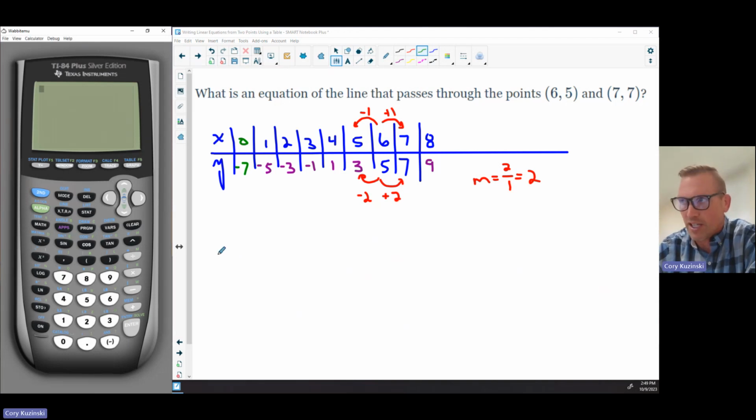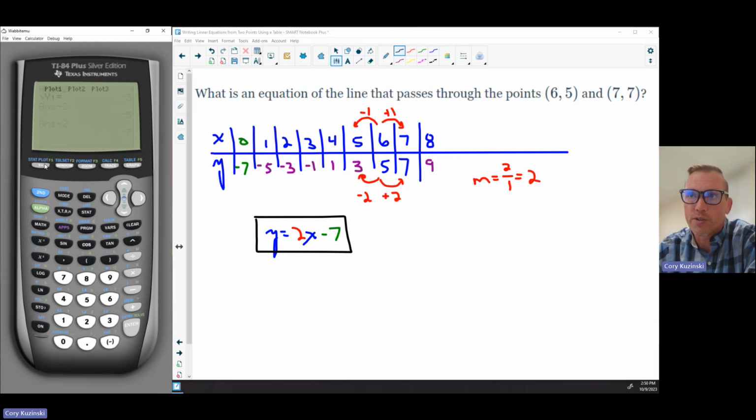Another way is to use the calculator and start from your 7, subtract 2. There's our value of 6. There's the 6 and 5, the 5 and the 3, the 4 and the 1, the 3 and the -1, the 2 and the -3, the 1 and the -5, and our y-intercept, 0, -7. And then we can write our equation. y equals 2x minus 7, or plus -7.